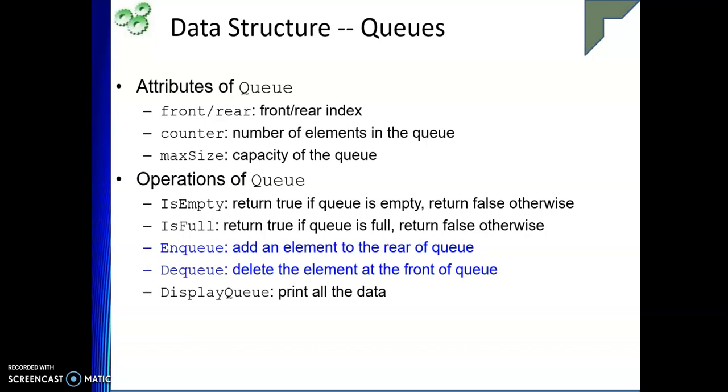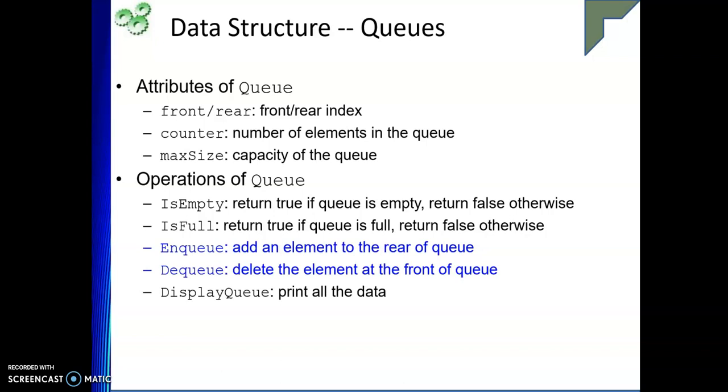Then we have the insertion of an element at the rear of the queue, which we call enqueue, and deletion of an element at the front of the queue, which we call dequeue. And if you want to print or display all the elements of data in the queue, then we have the display queue operation. So is empty tells whether the queue is empty or not. Is full checks whether the queue is full or not. Enqueue inserts an element at the rear end. Dequeue deletes an element at the front of the queue. Display queue displays all elements.